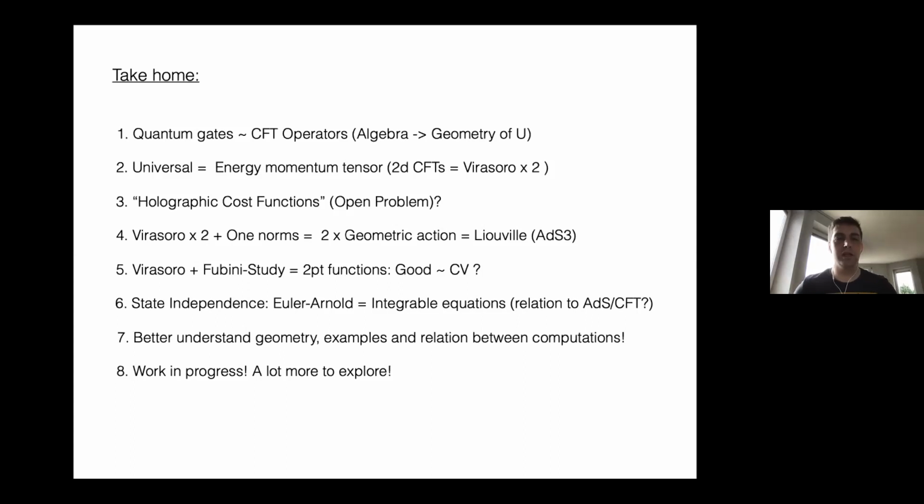When we take two Virasoros and one norms, they seem to be closely connected to geometric actions, or more precisely to the Liouville action, as in the Nielsen approach. The Fubini-Study is very nice and also gives nice results, maybe very closely connected to point functions, and maybe good for CV. If we want state independence, then we should focus on Euler-Arnold equations. So far the relation to AdS/CFT is not clear, but there is a vast mathematical literature that may be very useful for us. And we should better understand the complexity geometry and the relation between various computations that I had an opportunity to do after doing the homework.